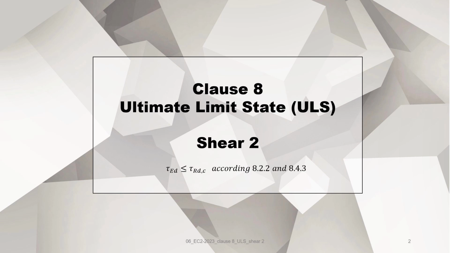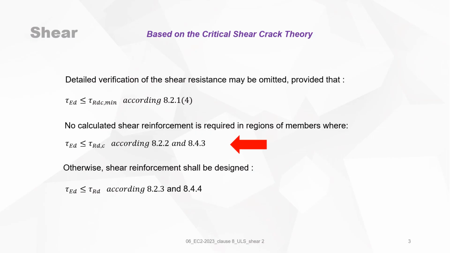This video deals with clause 8, ultimate limit state, and it's the second part on shear. You remember the 3 basic steps to calculate shear reinforcement, and the second step is when the applied shear stress is smaller than the shear stress that the concrete can take. At that moment, you need shear reinforcement.